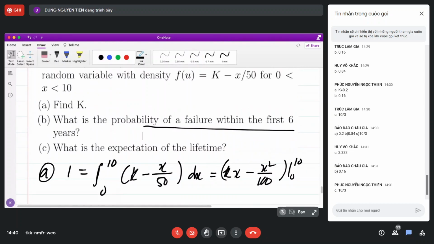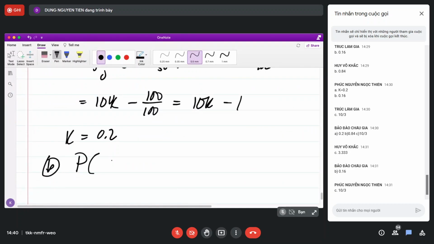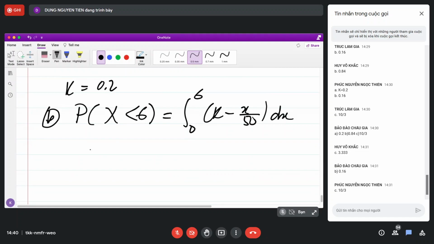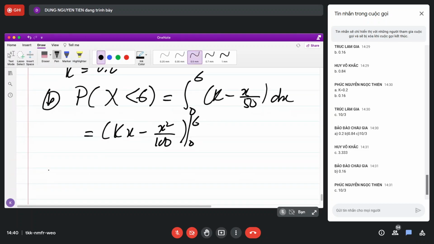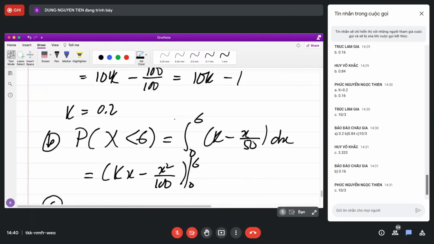Question B, you want to find the probability of a failure within the first 6 years. It means that the lifetime is less than 6 years, right? So you want to find the probability that x is less than 6. And that is the integral from 0 to 6 of (k minus x over 50) dx. So you get k times x minus x squared over 100, from 0 to 6. Okay, and then you can get the answer, right? That is easy.